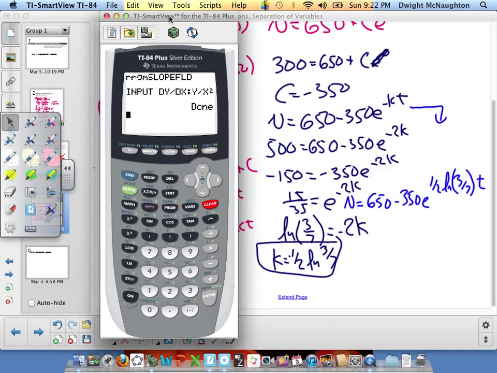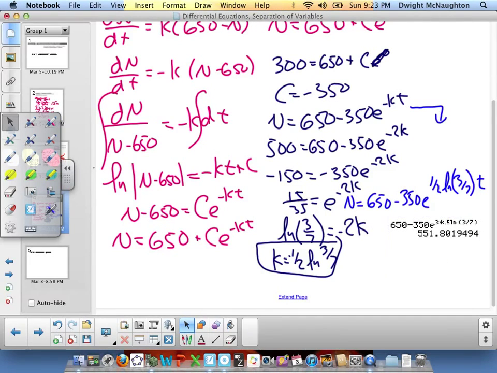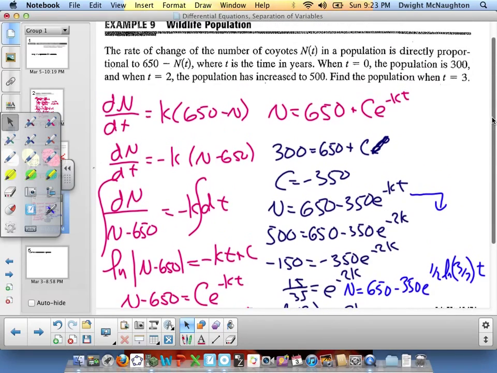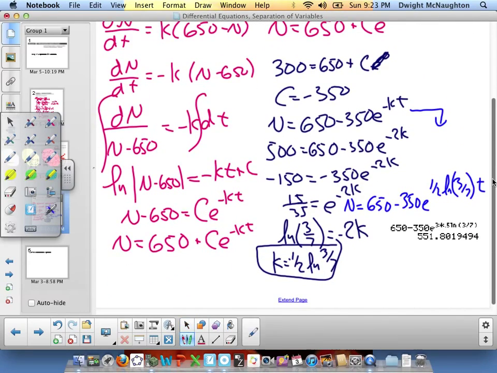So 650 minus 350 e to the 3 times 1/2 times the natural log of 3/7. And we will see in 3 years the population is 551 coyotes.